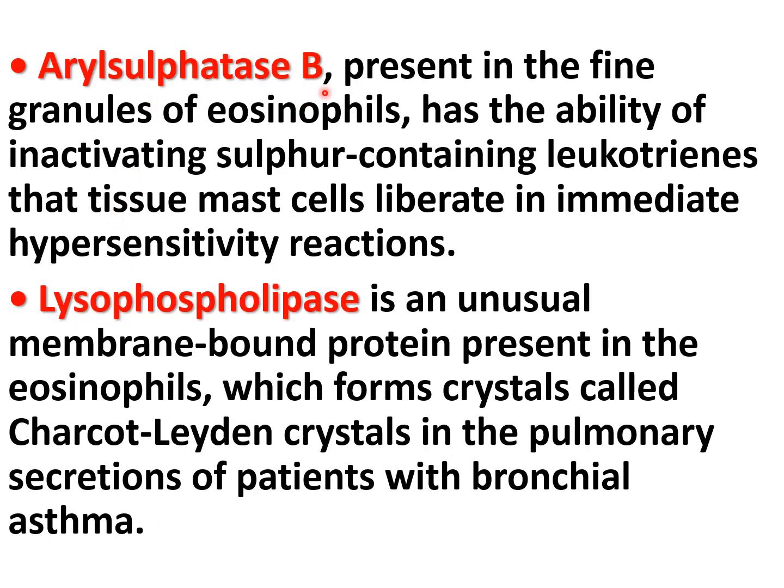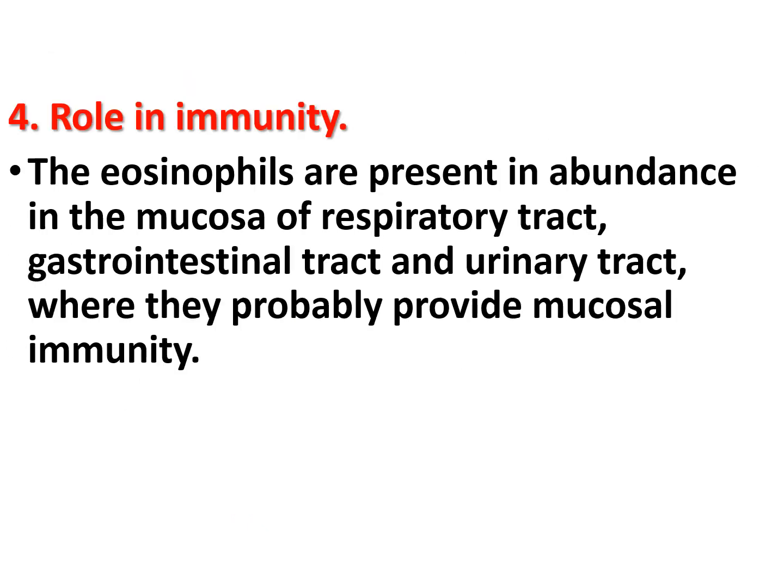Now aryl sulfatase B, which is present in the fine granules of the eosinophils, has the ability to inactivate the sulfur containing leukotrienes that tissue mast cells liberate in immediate hypersensitivity reaction. Then lysophospholipase. It is an unusual membrane-bound protein present in the eosinophil, which forms crystals called Charcot-Leyden crystals in the pulmonary secretion of patients with bronchial asthma.